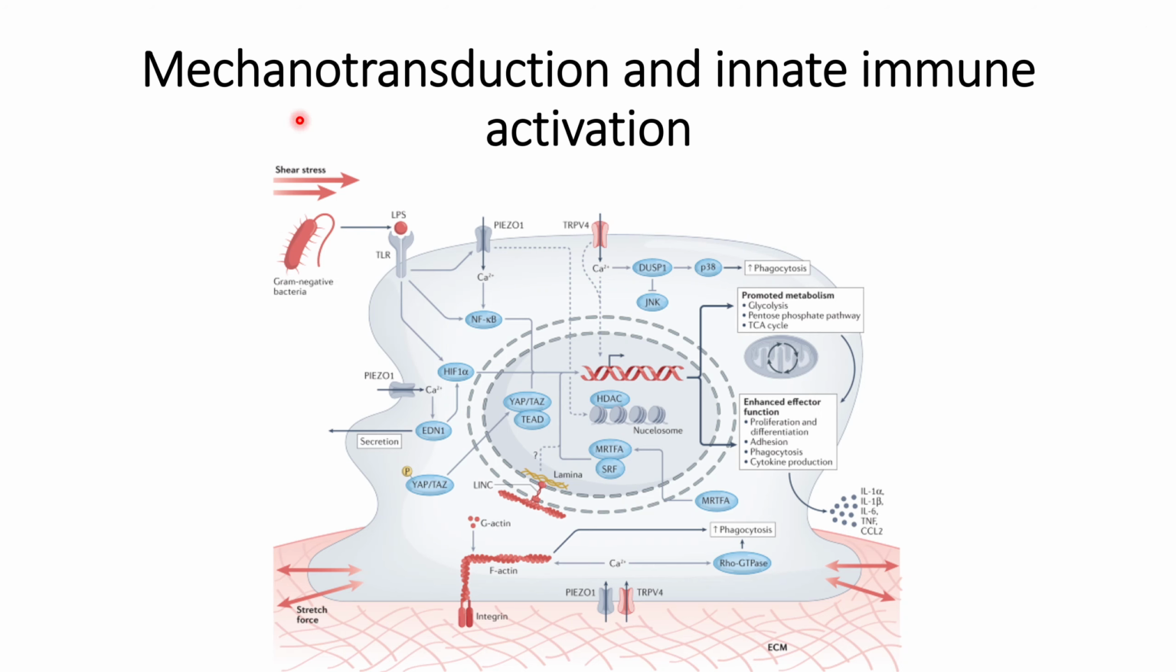In this video, we will discuss how mechanotransduction and innate immune activation are related. Whenever a bacterium interacts with toll-like receptors, it will trigger intracellular signaling, such as NF-kappa B activation. At the same time, it will also open receptors such as Piezo1, which will increase Ca2+ influx inside the cells.